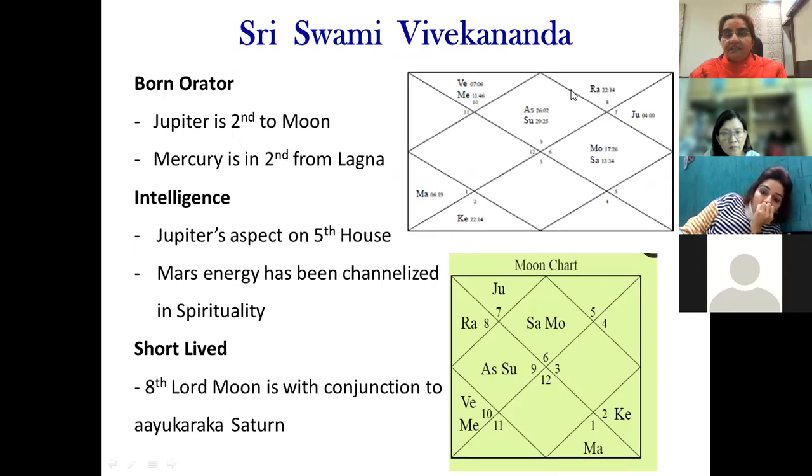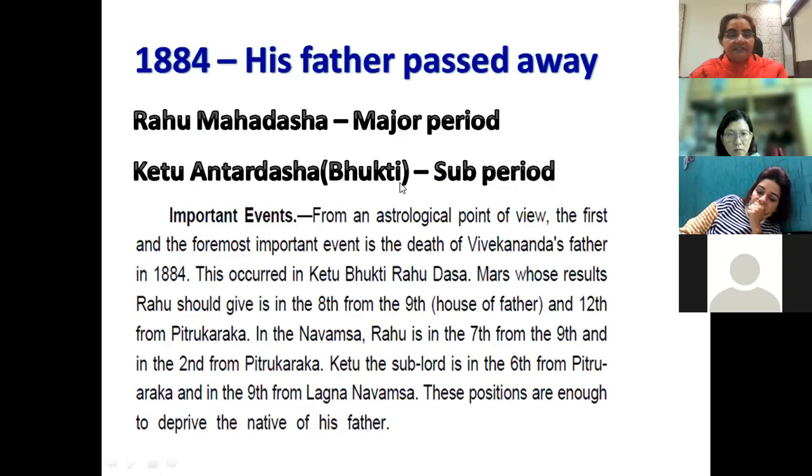Okay, this chart. Now here Ketu is, and if you see, Sun is in the Lagna. So from Sun to Ketu, Sun is father. From there, Ketu is 6th, that is the enemy house. 1, 2, 3, 4, 5, 6. The 6th house is the enemy house. So Ketu can become enemy for Sun. That is the reason. The Ketu, the sublord, is in the 6th from Pitrakarak.